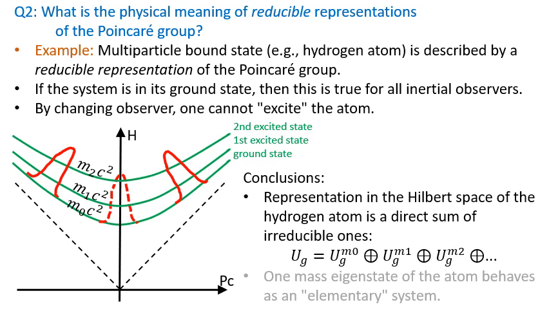Thus, we conclude that functions on each mass hyperboloid form a subspace of the total Hilbert space. In each of these subspaces, some irreducible representation of the Poincare group acts, and the full Hilbert space is reducible because it is represented as a direct sum of irreducible hyperboloid subspaces. The full representation of the Poincare group acting in the Hilbert space of the atom is a direct sum of irreducible representations.